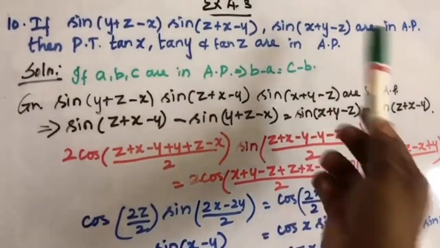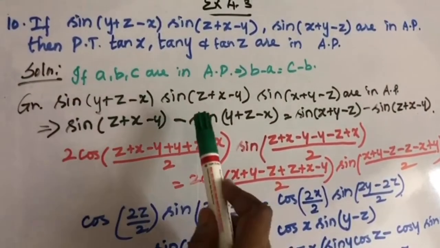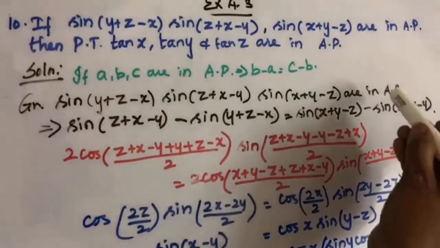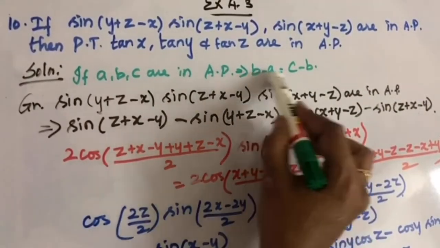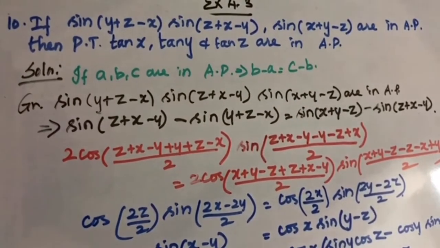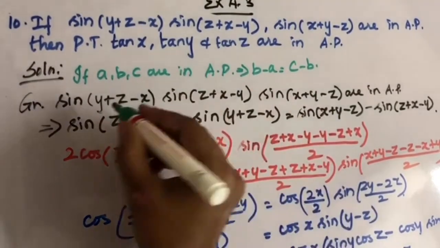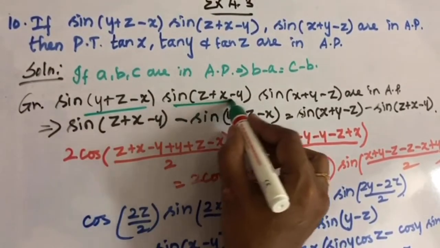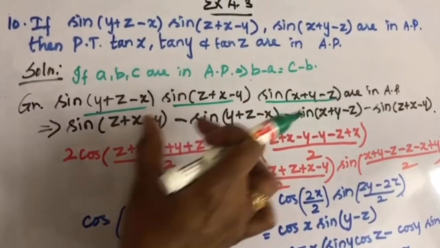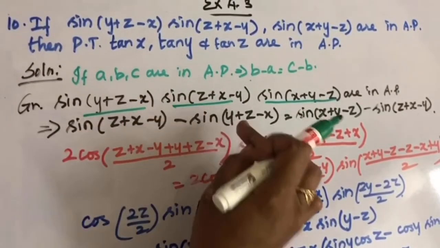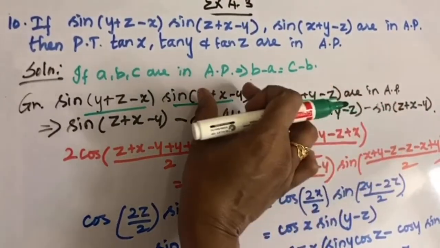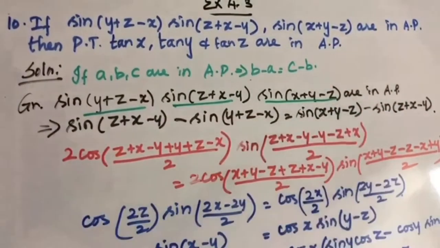So here we have 3 terms, sin(y plus z minus x) and so on. These 3 terms are in AP, so we can write them in the form B minus A equal to C minus B. This is our term A, this is our term B and this is our term C. So B minus A, that is sin of this term minus this term, is equal to C minus B, sin of this term minus this term. Here we have written it.